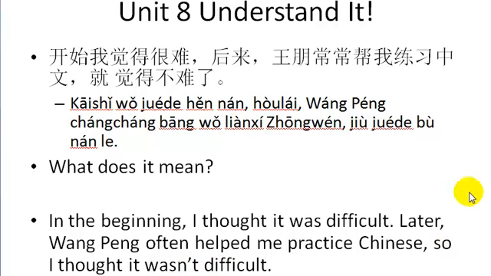So is introducing the result of this here, or this, so is showing that what came before it causes what comes after it. Okay, so the help from Wang Peng caused her to think that it wasn't difficult. So it's the same thing up here. And 就 is providing that relationship between the help and it ending up not being difficult. It's functioning very much the same way that so functions here.